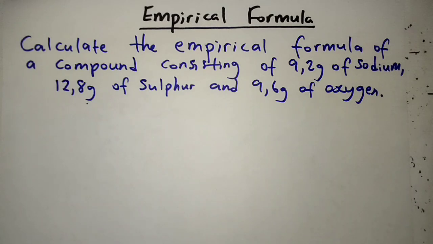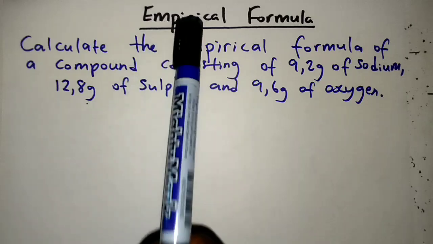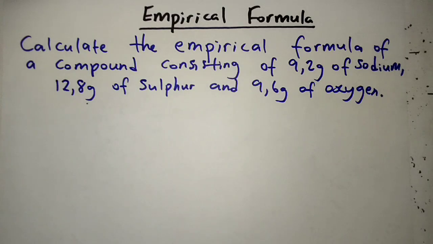Okay, so what is an empirical formula? Just a formula which shows the simplest whole number ratio of atoms present in a compound. Also, the word empirical simply means from experiment.